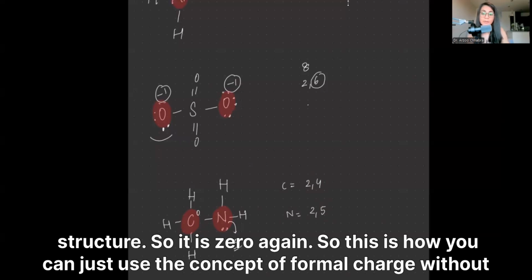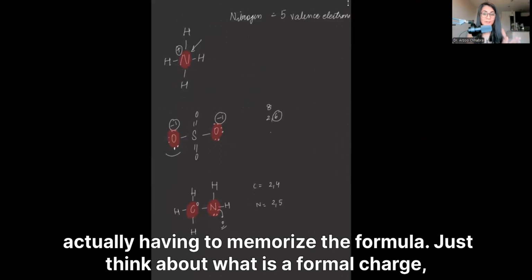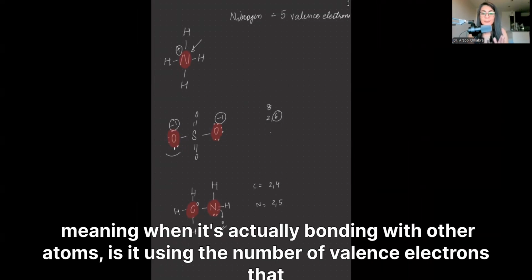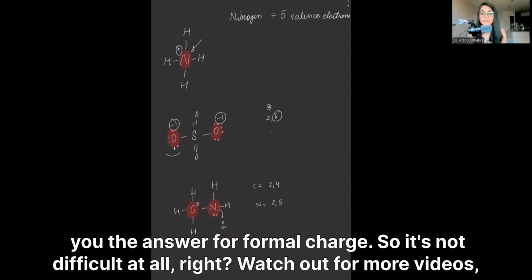So this is how you can use the concept of formal charge without having to memorize the formula. Just think about what a formal charge is: when the atom is bonding with other atoms, is it using the number of valence electrons that it has, or has it donated electrons, or has it borrowed electrons? That should just give you the answer for formal charge.